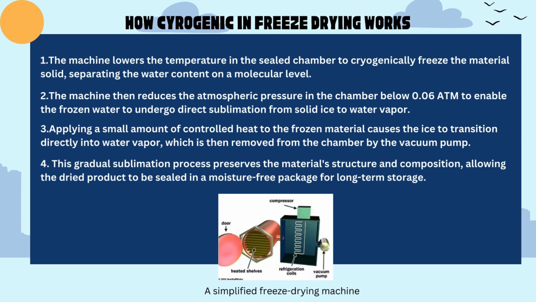Next, while maintaining the low pressure environment, the machine applies a small amount of controlled heat to the frozen material, which causes the ice to transition directly into water vapor, which is then removed from the chamber by the vacuum pump, preventing any rehydration of the drying material.